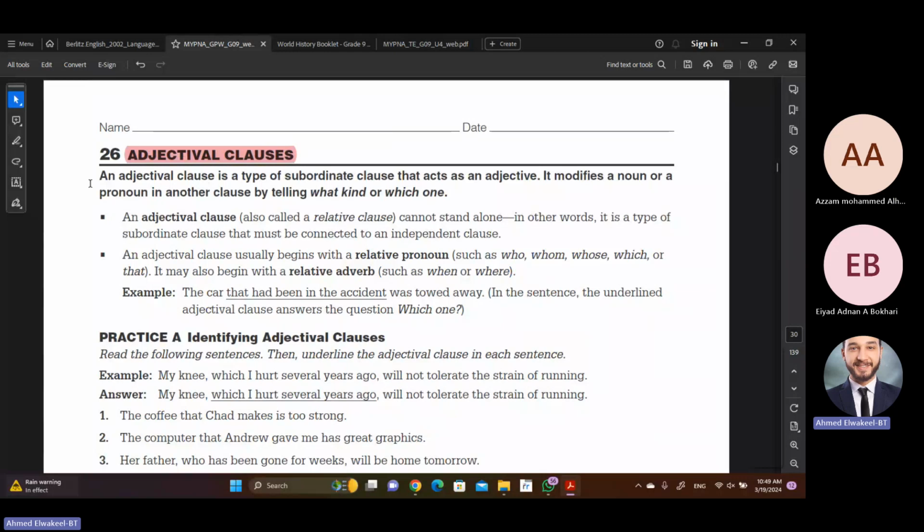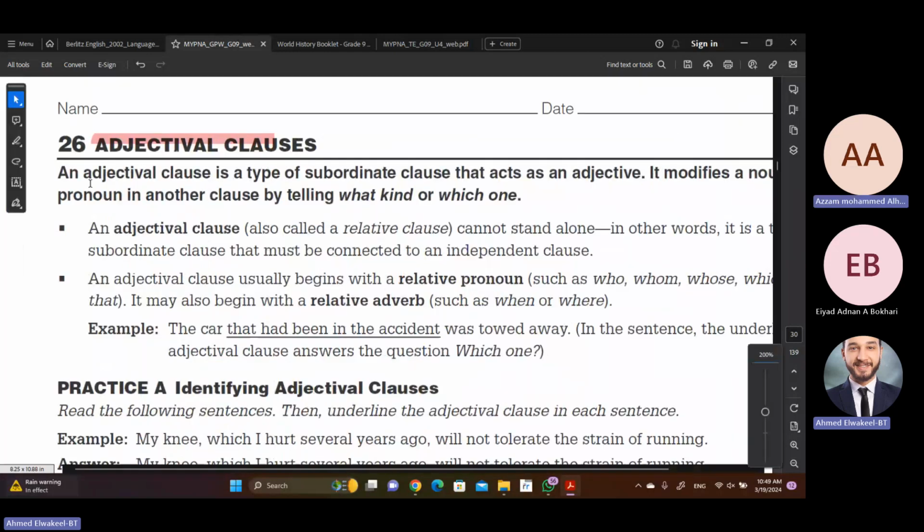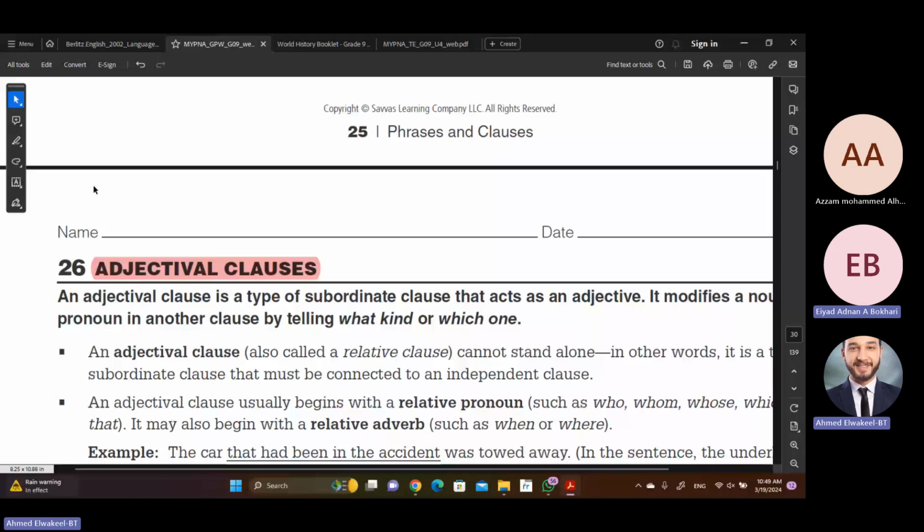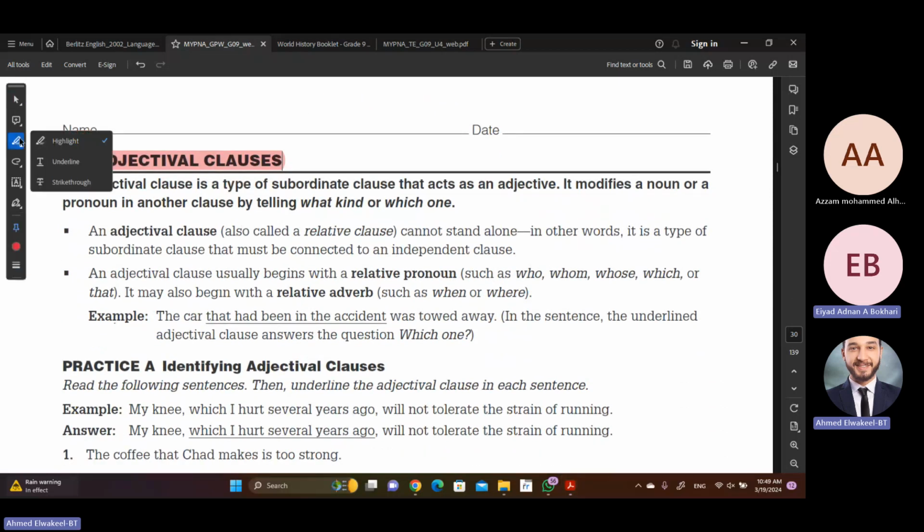Adjectival clauses. So, at the beginning, we need to know what is the meaning of an adjective first. An adjective is a word that describes or modifies, adds something to the noun or the pronoun. So simply, any adjective in English modifies either a noun or a pronoun. Any adjective modifies a noun or a pronoun. So that's our basic rule.